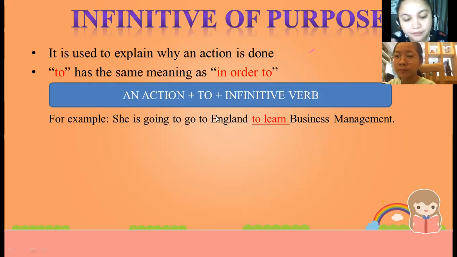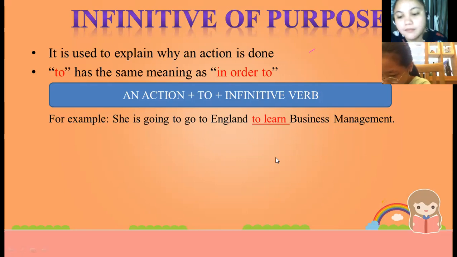Or also, this one is an example. Laura is going to study her lessons to get a high grade in her exam. All right. So there is always a word to in this kind of sentence. How about you, Laura? Can you give me an example like this one?